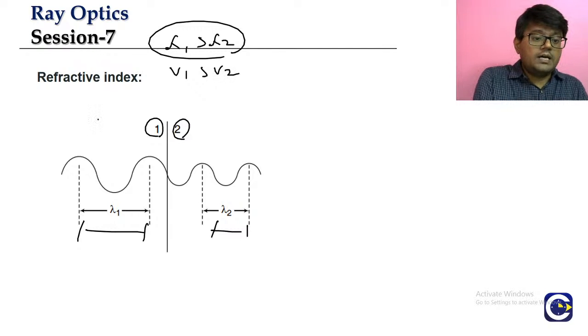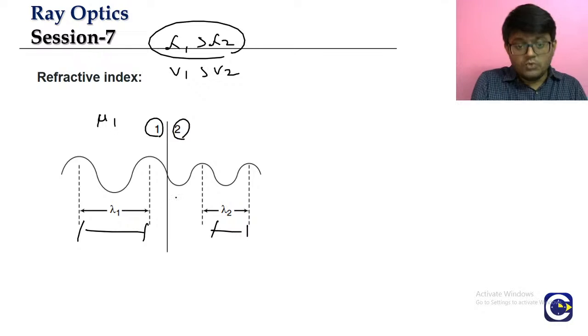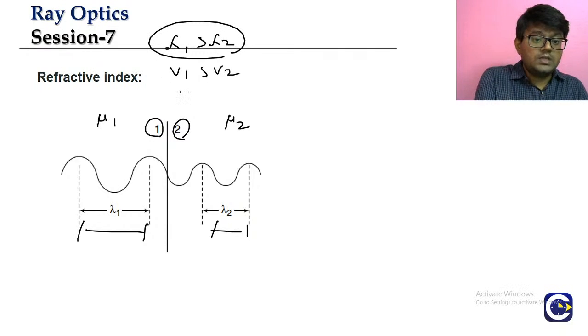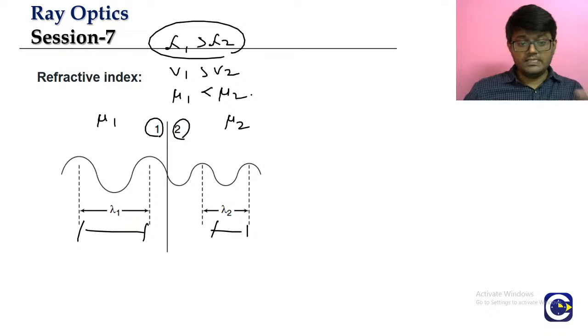If you call the refractive index of medium 1 as mu1 and that of medium 2 as mu2, then remember, the relation in terms of refractive index will be inverse, right? Means what? The mu1 value will be lesser than mu2. We see that lambda 1 is more than lambda 2, means V1 will be more than V2. But in terms of refractive index, it will be the inverse relation. Mu1 will be less than mu2.